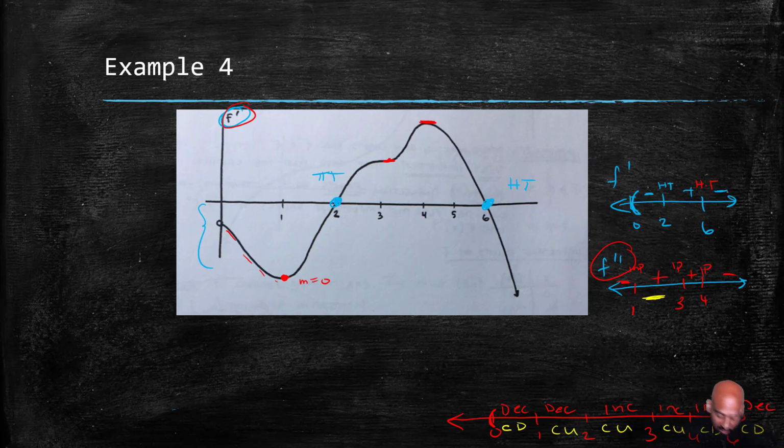Okay? So now label your inflection points. This is an inflection point. 3 is an inflection point. 1 is an inflection point. And 2 is for sure a horizontal tangent. So going from decreasing to increasing, it's got to be a minimum. And then likewise, increasing to decreasing, that's got to be a maximum. So now we have everything labeled to graph f.